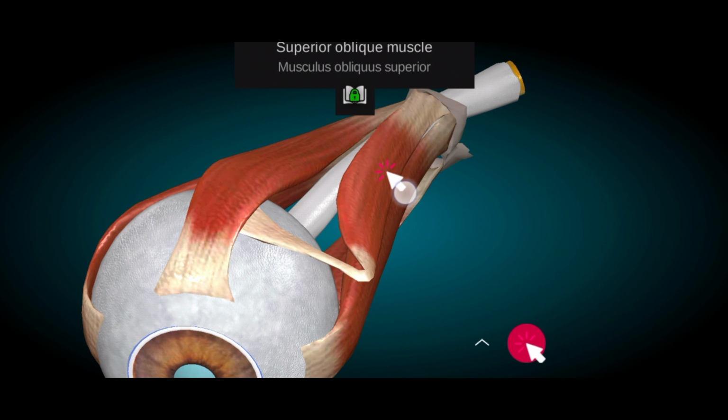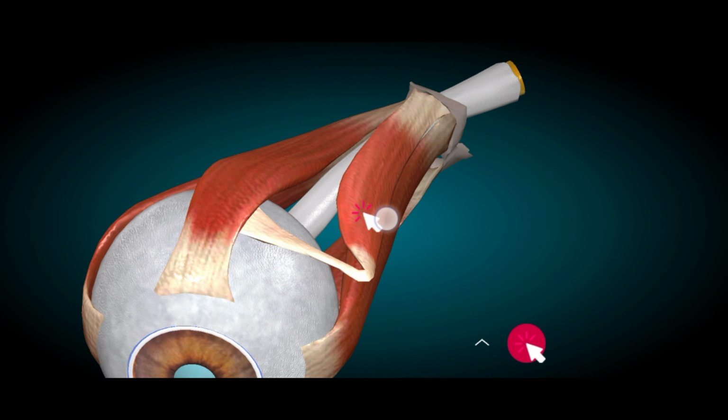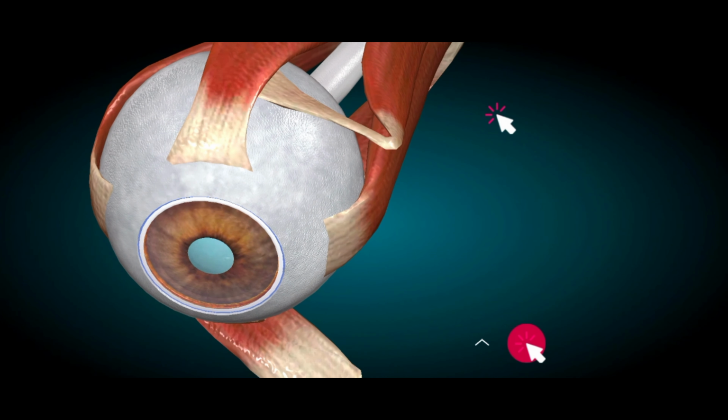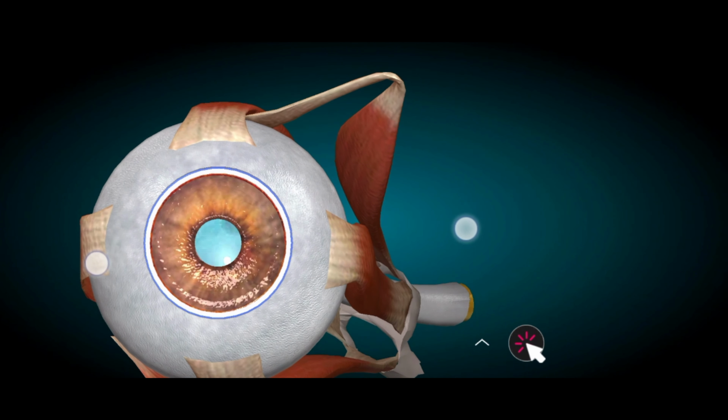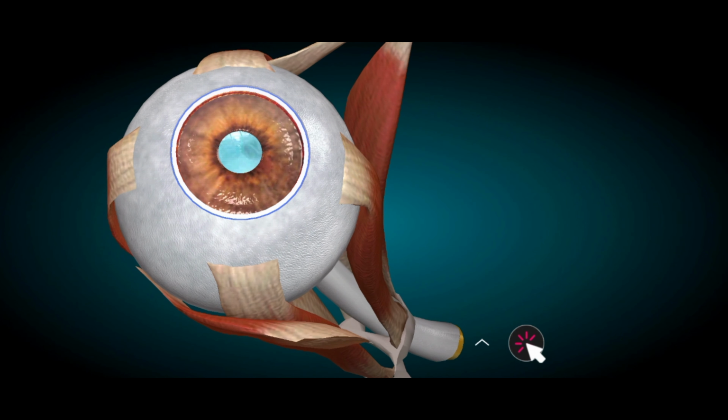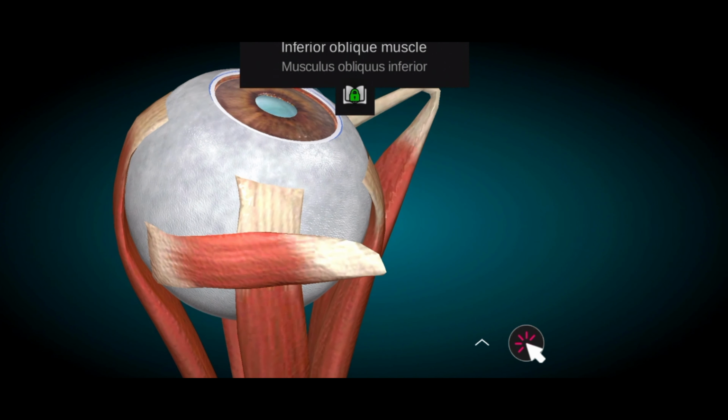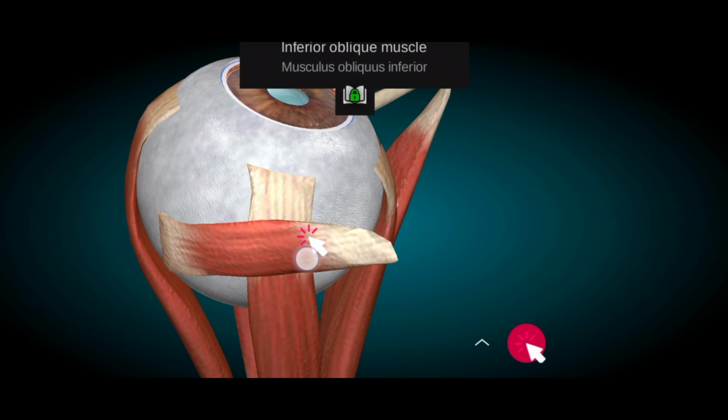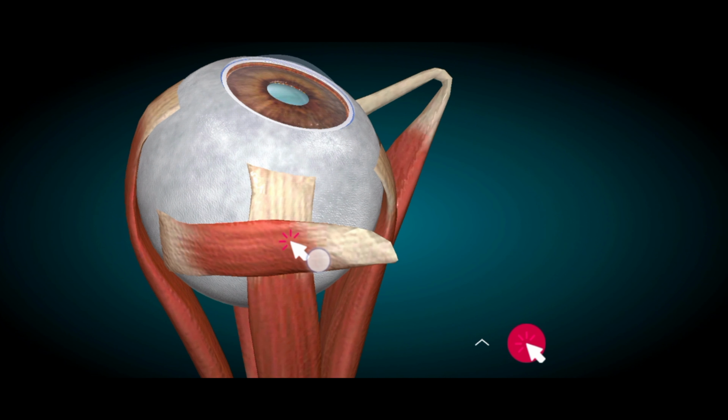Here there are 2 more muscles, the oblique muscles. This is the superior oblique muscle, which rotates the visual axis upwards and in the medial direction. And this is the inferior oblique muscle, which rotates the visual axis downwards and in the medial direction.